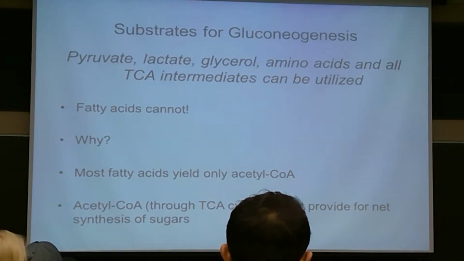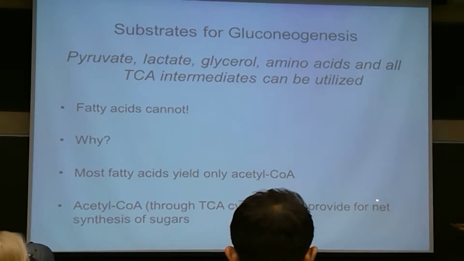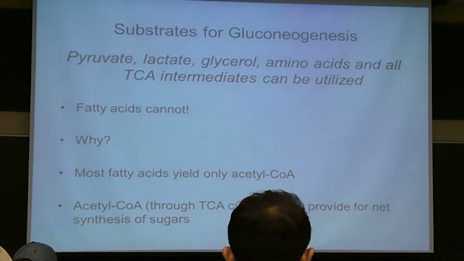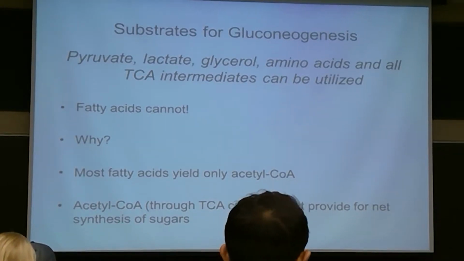Okay, so it says fatty acids, substrate for gluconeogenesis: fatty acids cannot. Why? Most fatty acids end up as acetyl-CoA, which cannot provide net synthesis of sugars, but there is a way around. The cell does metabolize some of the acetyl-CoA into glucose through other pathways, not directly converting into pyruvic acid.